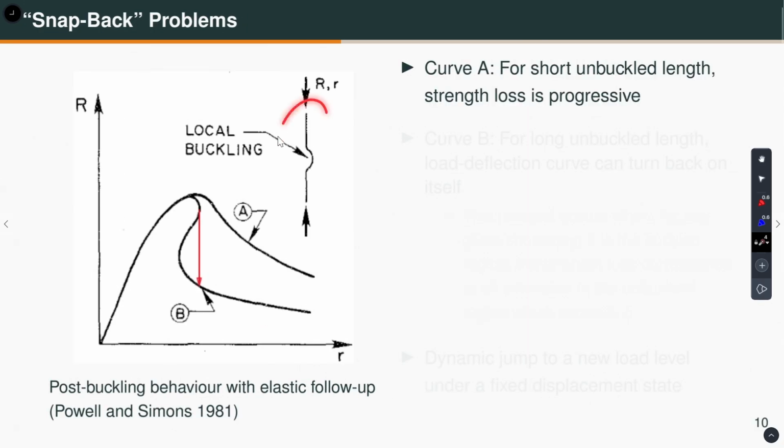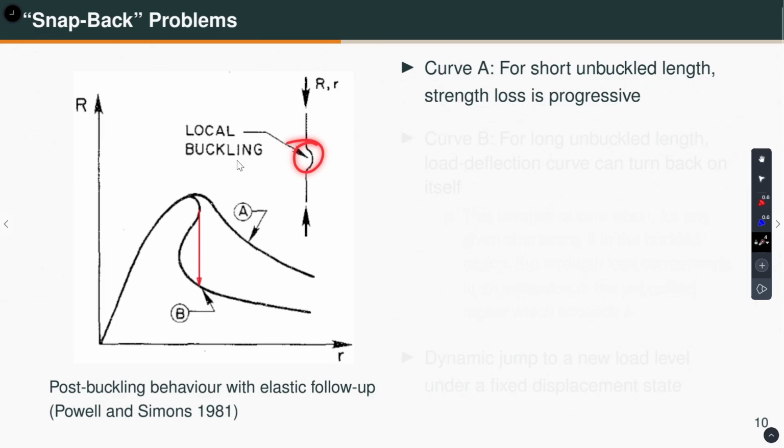Let us consider a bar which is subjected to compressive load, and a portion of the bar is buckling locally. That is what we are assuming. This is called the unbuckled portion. Local buckling is happening here. When the unbuckled length is very short, that means the entire bar is buckling something like this, then the force versus deformation relationship is something like this.